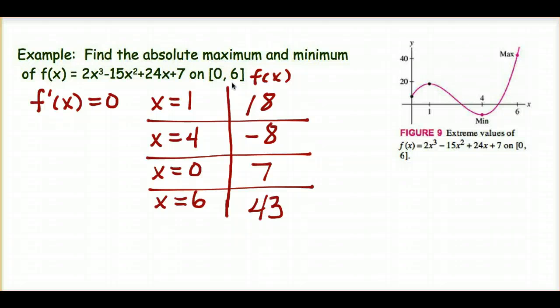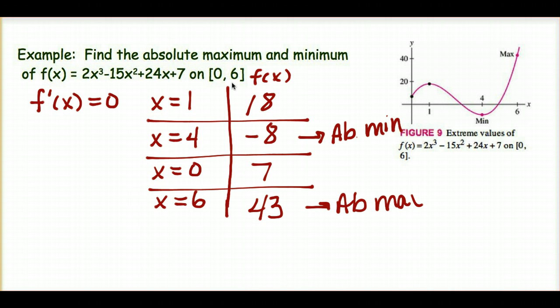And now we can look at those and say, well, it's clear now that this is the absolute min. And at 6, we have our absolute max. And that is all extrema on an interval is about. Finding the critical points, because those are our possible maxes and mins, looking at the endpoints, plugging them all back into the original equation to see which one truly is the largest and the smallest.